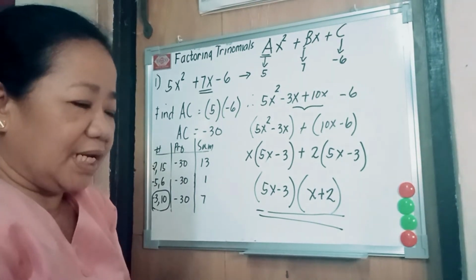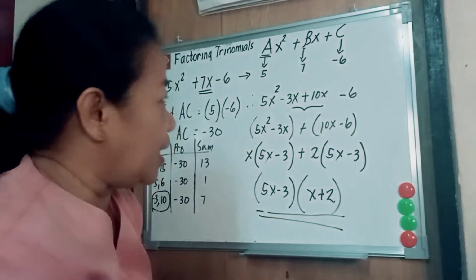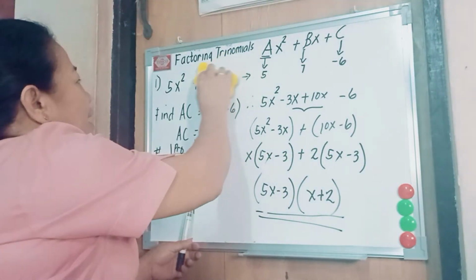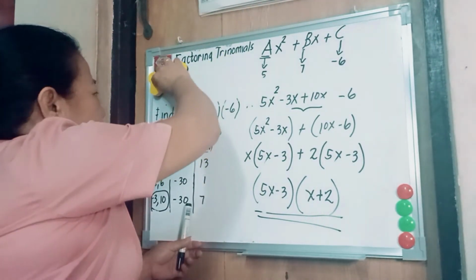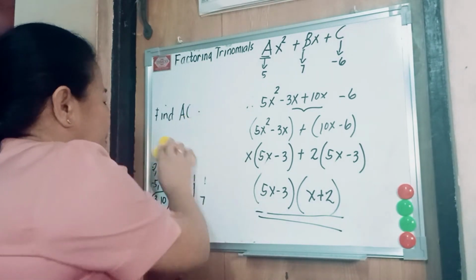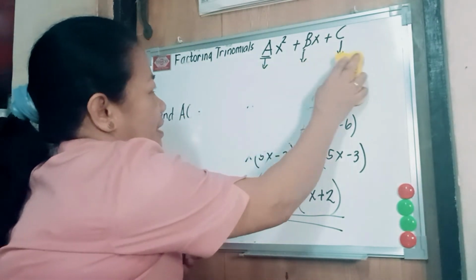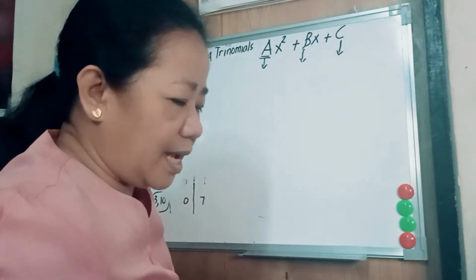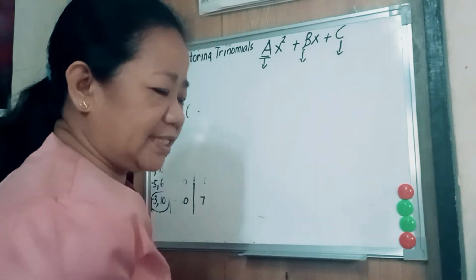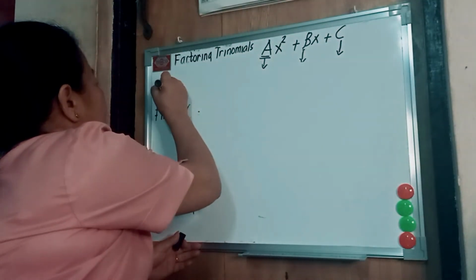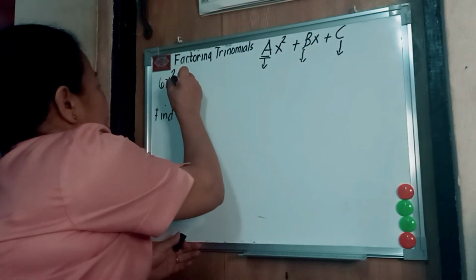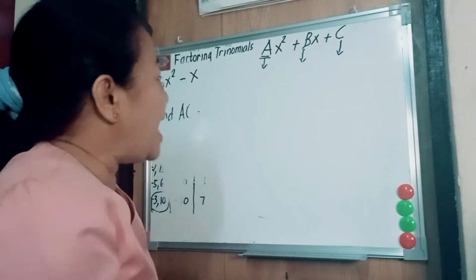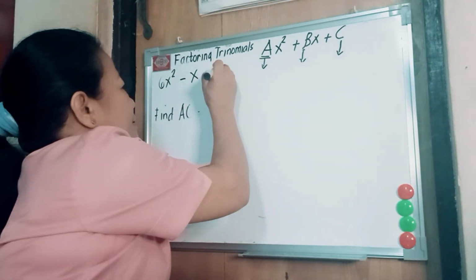Now, let us have another example. Example number 2. For example number 2, let us have 6x squared minus x minus 12. There.